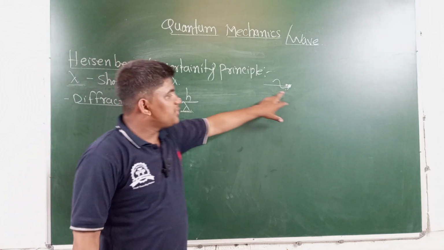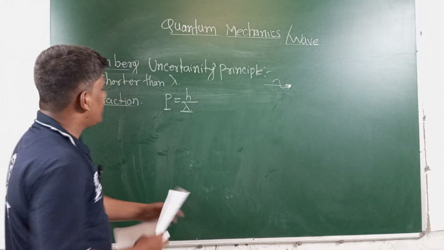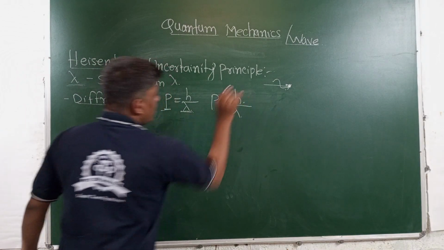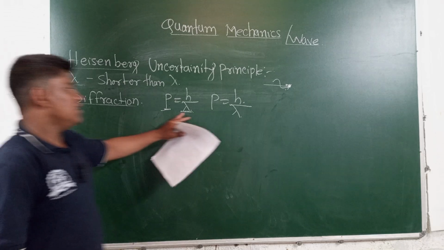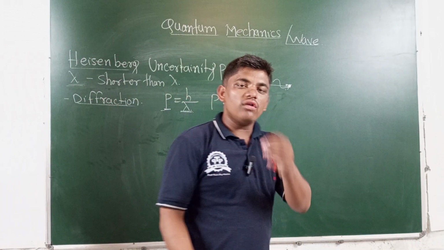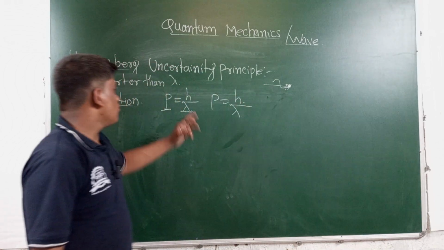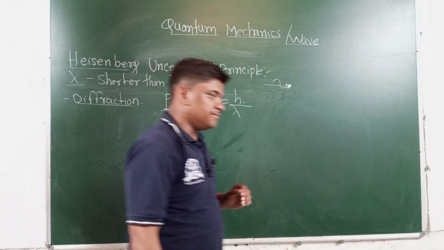Then the energy will be transferred to that particle, and the momentum of that particle is the same, that is p is equal to h upon lambda. This momentum can also be the particle's, and before striking the particle, the photon has momentum h upon lambda.